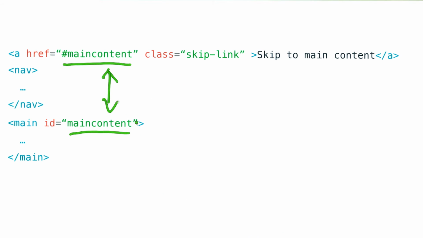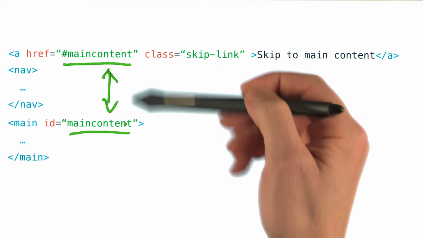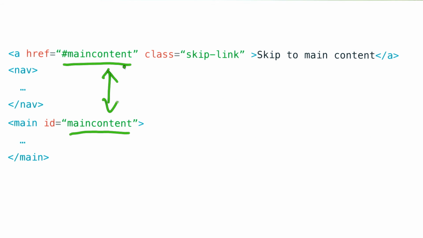In newer versions of Chrome and Firefox, just doing this right here will allow you to move focus down to the main element when the skip link is pressed. But for older browsers which don't move focus when named anchors are clicked, I'm also going to want to add a tab index of -1.